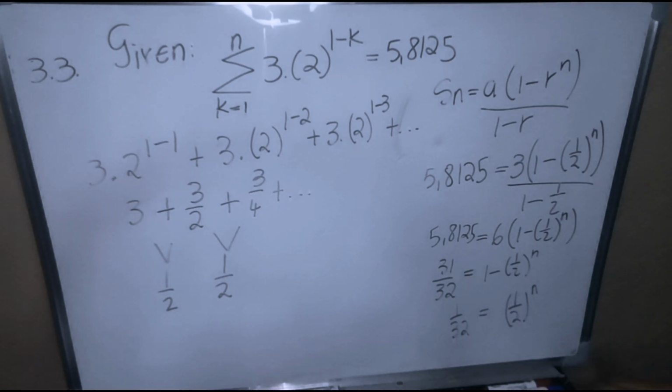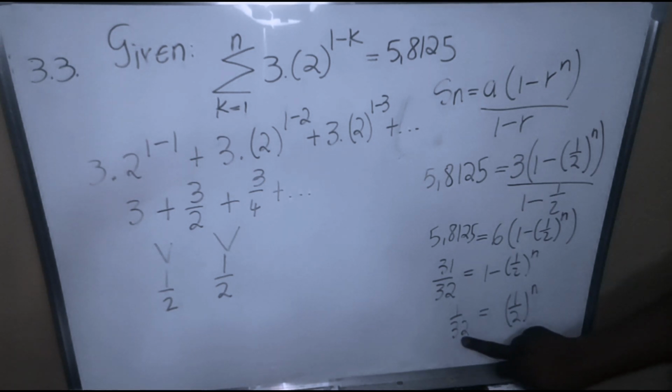Then now I have this type of equation: 1 over 32 equal to 1 over 2 to power n. Now I've got the powers, the exponents here. This is an exponential equation, and for me to solve an exponential equation, I need to make sure that my bases are the same. How am I going to make sure that my bases are the same? Remember, I can break this 32 and give it another 2. That means I can make sure that my 2's are the same.